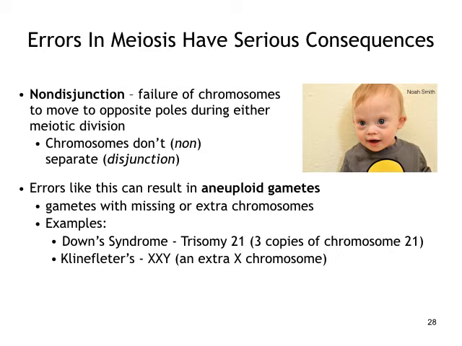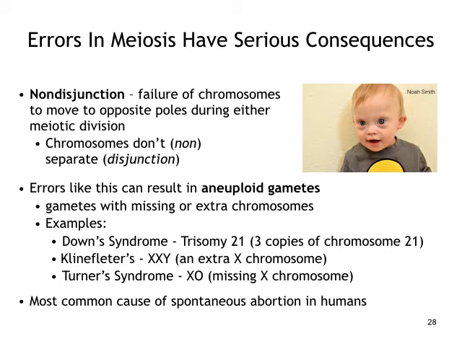Klinefelter's is similar. You have 3 sex chromosomes, 2 X's and a Y. You have an extra X chromosome. Turner syndrome, only 1 X. Klinefelter's, by the way, is going to be a male, technically, because it has a Y. Turner's is going to be a female, even though there's only 1 X chromosome.